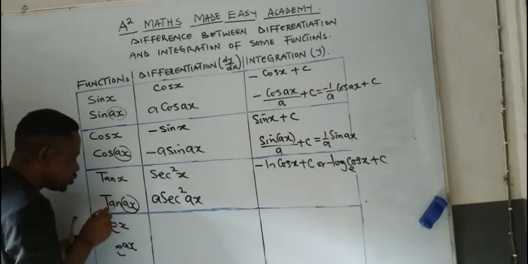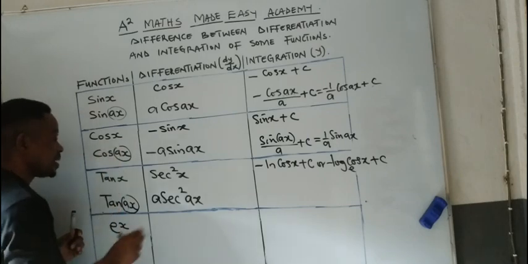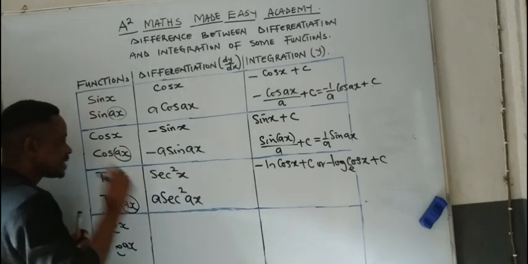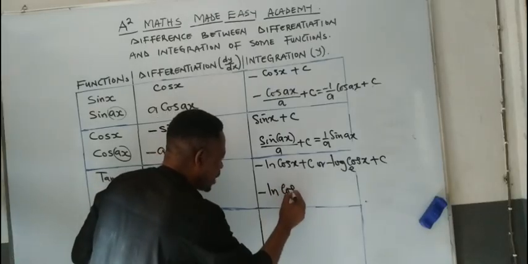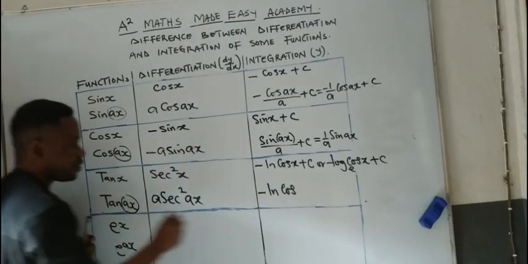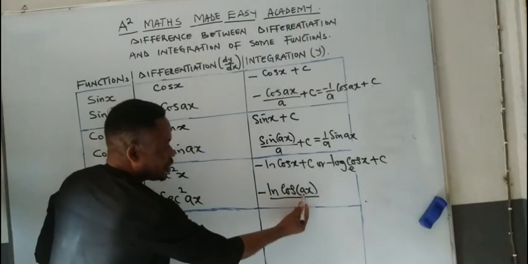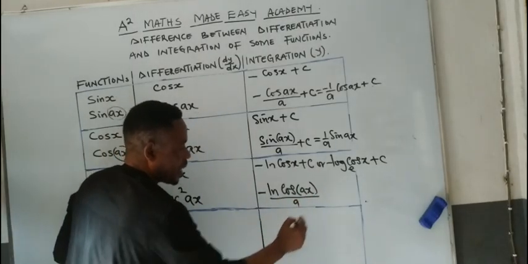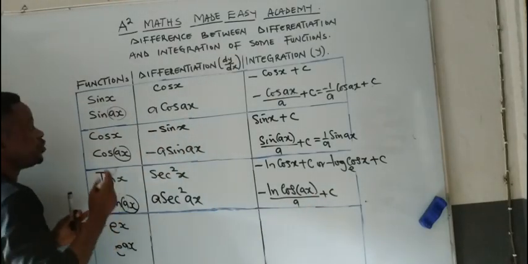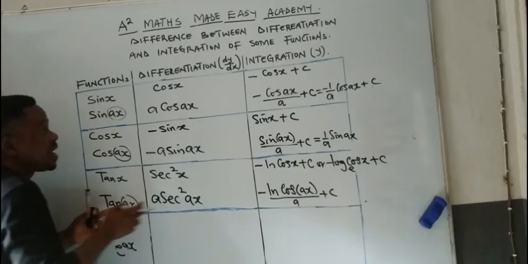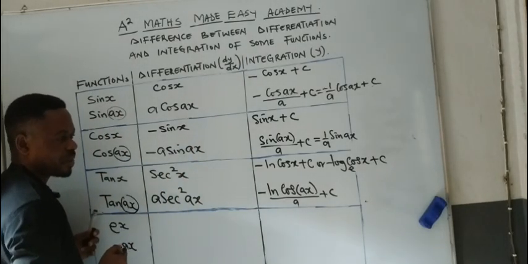Then let's move to how to integrate tan ax. You already know that if I'm to integrate tan, it is minus ln of cos. Are you with me? What is the function? The function is bracket ax, divided by the differentiation of ax. What will it give you? A. Am I communicating? Then plus C. And that is the final answer. Can you see the difference between the differentiation of tan x and the integration of tan x? This is the difference. Have I made myself clear?